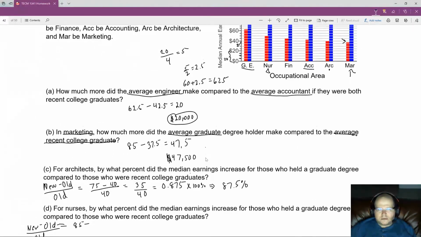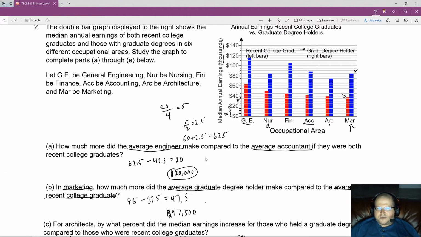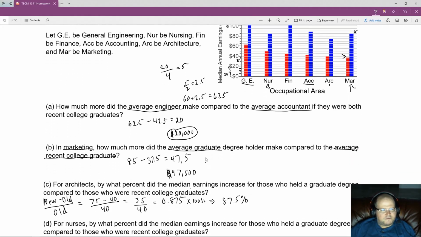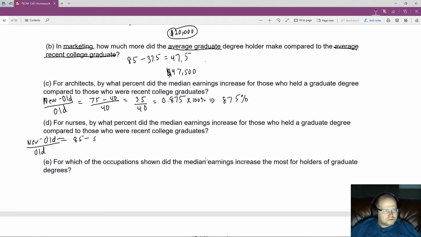And then the old, so we're comparing two things. We're looking at nursing. We go right across. It looks like right in between 40 and 60, which is 50. So we're going to have 50, and then we're going to put it over the old, which is 50. Okay, so 85 minus 50 is going to be 35. And we put it over 50, which gives us 0.7. When we multiply that by 100, that gives us 70%.